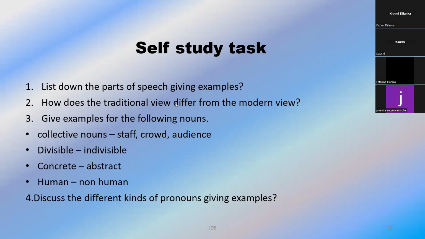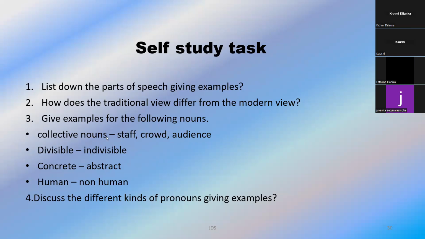How does the traditional view differ from that of the modern view? Just put it in point form. You can start from the terminology itself, or maybe the number of categories that are included, one by one. You should have basically 4 differences. Indicate those 4, giving examples.